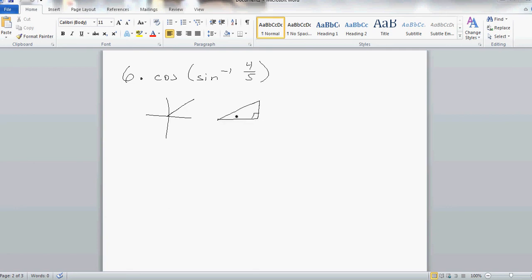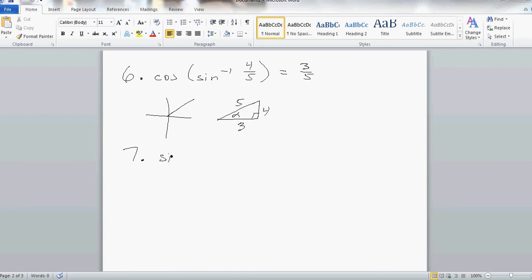Now we need to do some calculations here. The sine would be opposite over hypotenuse, so that would be opposite over hypotenuse. The Pythagorean triple says that that has to be the value 3, and then all I need to do is find out what is the cosine of that. The sign is positive. The cosine of this angle is adjacent over hypotenuse, or 3/5.